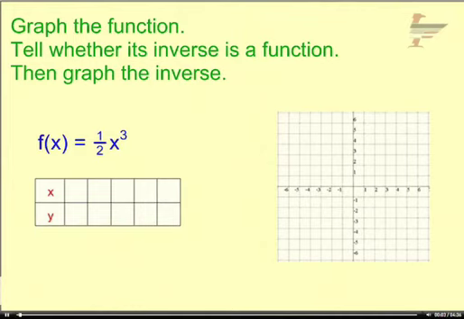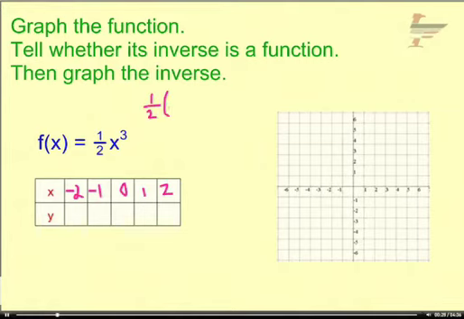The instructions on this example say to graph the function and then tell whether its inverse is a function. And then there's a follow-up to graph the inverse. So we have f of x equals 1/2 x cubed and a table of values to help us graph this function. We'll just plug in values for x. We could do -2, -1, 0, 1, 2, and get these points.